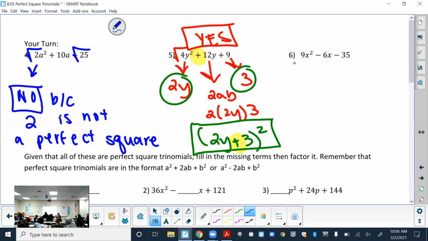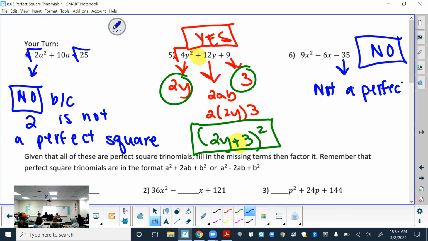All right, number 6, is that a perfect square trinomial? All right, I see a lot of shaking heads, no. Why is it not? Because 35 is not a square. Good, so this is not a perfect square. Is there another reason why? There's actually 2 reasons why. So 35 is not, hold on, let me erase a little bit. Negative 35 is not a perfect square.